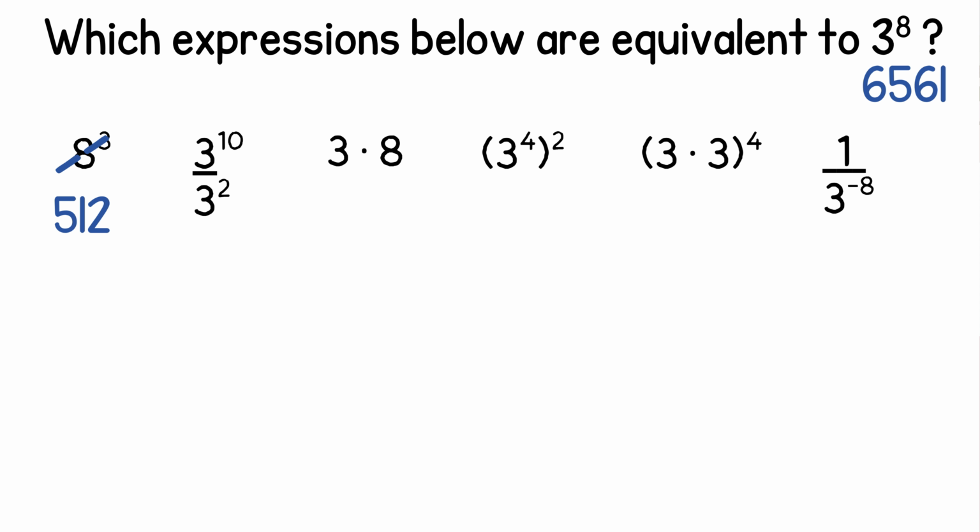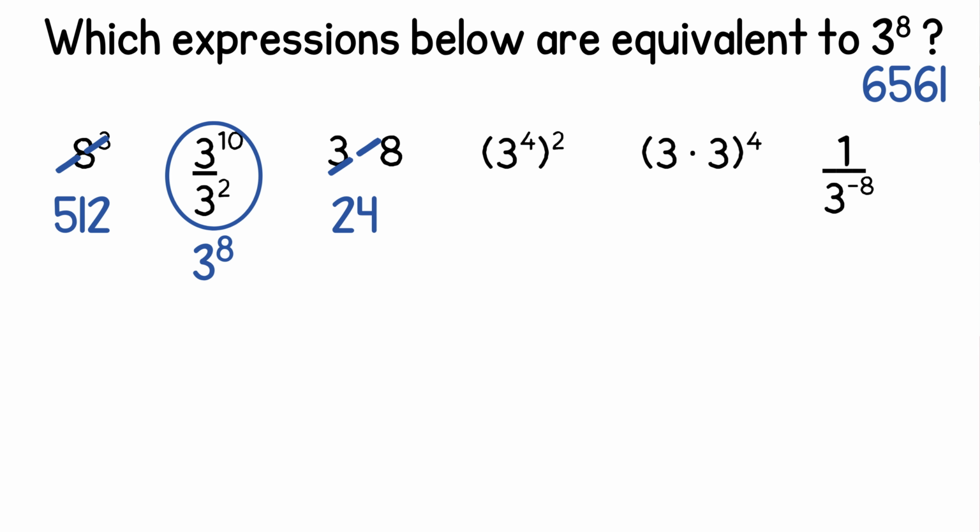Now let's look at 3 to the 10th divided by 3 to the second. Using the division property of exponents tells us to keep the base of 3 and subtract the exponents, which would give us 3 to the 8th. Since this matches what we were given, this one is equivalent. Now let's look at 3 times 8. This gives us a value of 24. So this one's not equivalent.